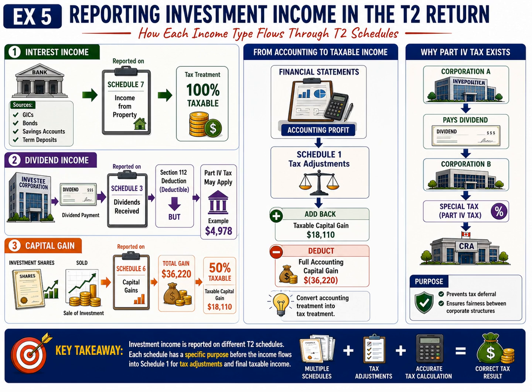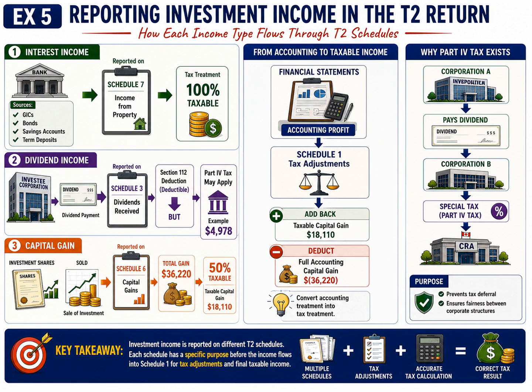Schedule 6 reports capital gains. Schedule 7 reports interest income. And Schedule 1 performs the necessary tax adjustments. Only after all of these schedules have been completed can the corporation accurately determine its taxable income and calculate its final corporate tax liability. This highlights an important lesson for every new tax preparer.